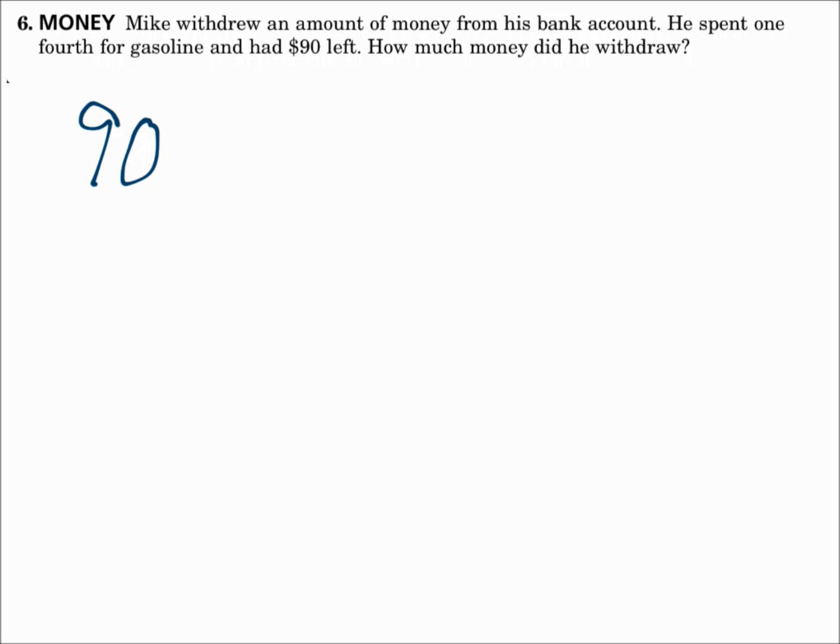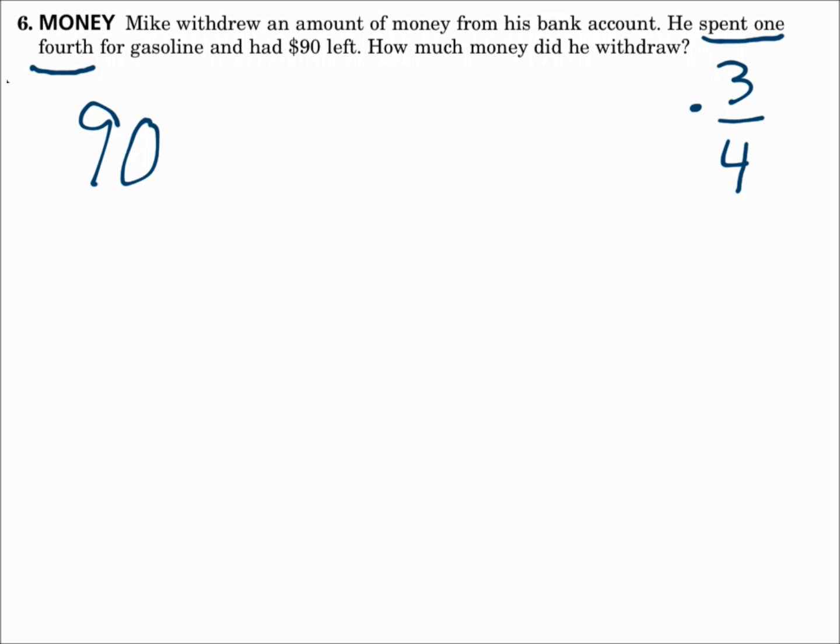Now work backwards. He spent 1/4 of it for gasoline. If he spent 1/4 of it, then what he had left was 3/4 of it. So really, $90 is 3/4 of the original. Of is multiply. So we really multiplied the original by 3/4 to get that 90. Well, do the opposite and divide by 3/4.